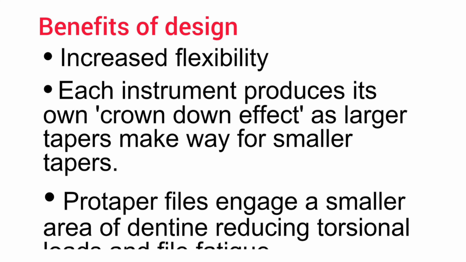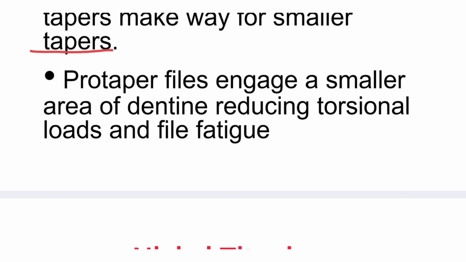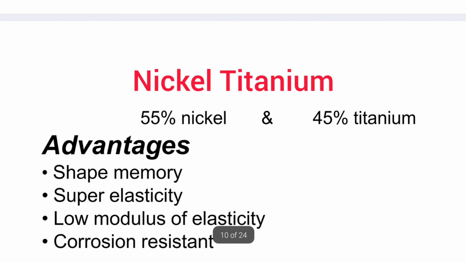Now let us see the benefits of the design of this Protaper system. It increases flexibility because it is made up of nickel titanium material, so the flexibility is very good. Each instrument produces its own crown down effect. The Protaper system works on the crown down principle, that is, larger tapers make way for smaller tapers. Protaper files engage a smaller area of dentine, reducing torsional loads and file fatigue. So these are the benefits of the Protaper system.